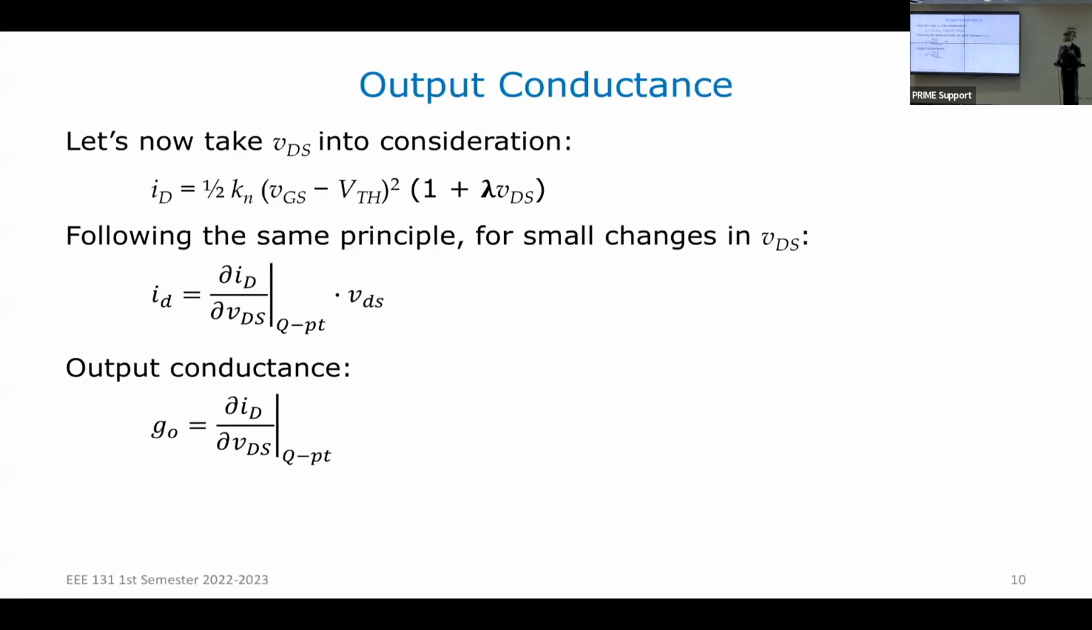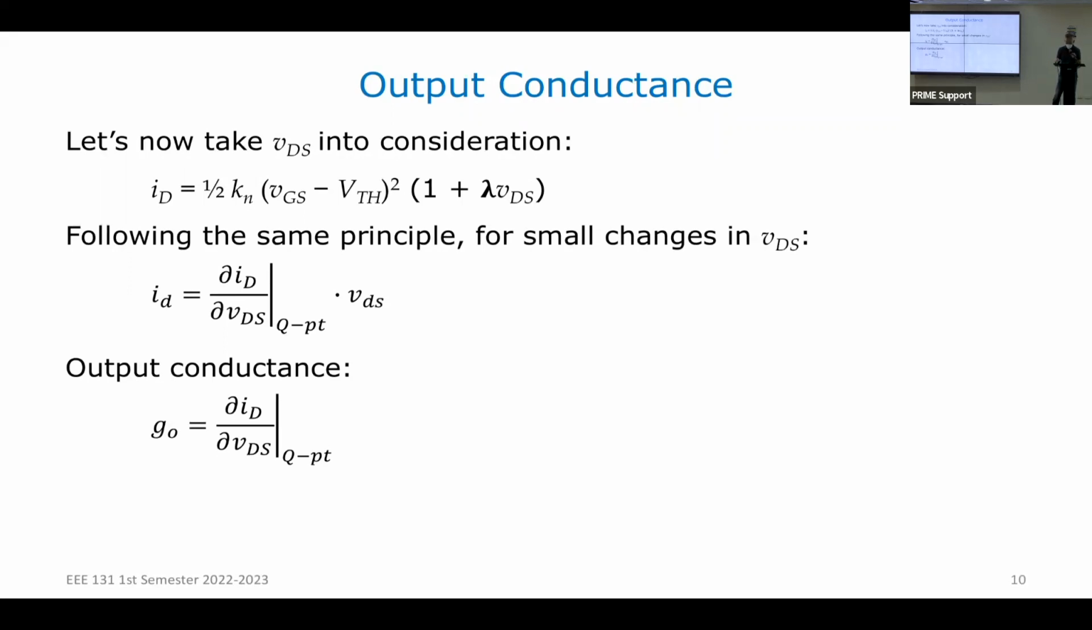Okay, let's consider now output conductance. Transconductance describes the change in I sub D when there is a small change in VGS. Now, output conductance describes the change in I sub D when there is a small change in VDS. So for the small change in VDS, what is your change in I sub D?